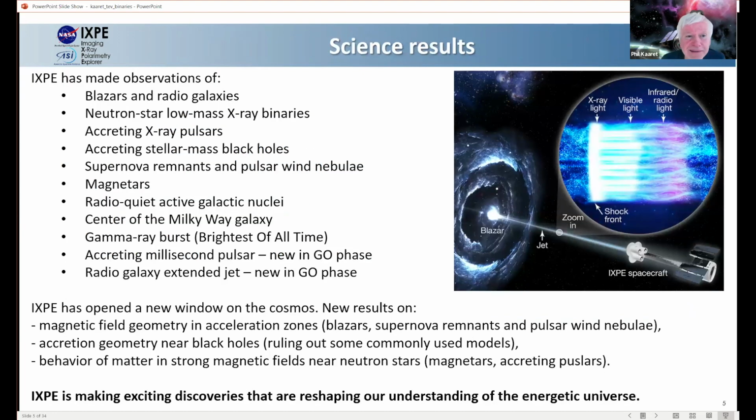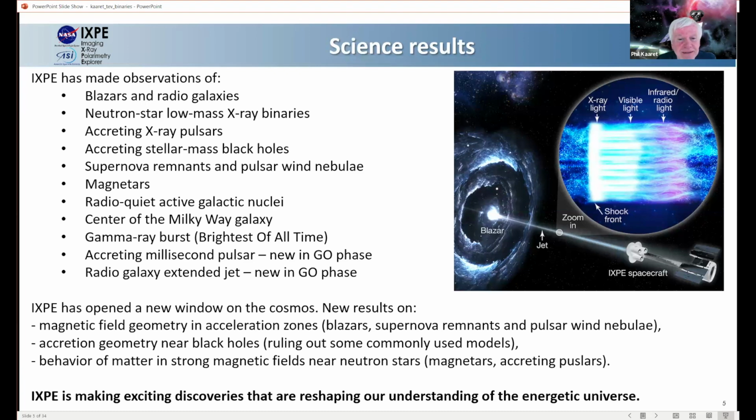So that'll actually be all. Well, I'll get back to technical results at the end, but that's all for now. So, science results: IXPE has made observations of a whole range of different objects: blazars, neutron star low-mass X-ray binaries, accreting X-ray pulsars, accreting stellar mass black holes, supernova remnants, pulsar wind nebulae, magnetars, radio quiet AGN, the center of our Milky Way galaxy. We actually did make an observation of a gamma ray burst, the so-called brightest of all time burst. I won't talk about that.